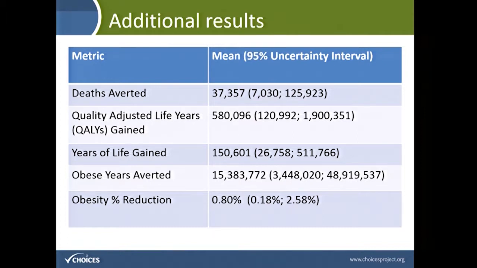We predict there'll be about 37,000 deaths averted over this 10-year period. 580,000 quality-adjusted life years gained, 150,000 years of life gained, avert 15 million obese years. This is years that people live with obesity. And the obesity percent reduction is just about 0.8%, less than 1%. So if the prevalence of obesity in the US among adults is 39%, it's going to drop it a little bit, not even a whole percent.